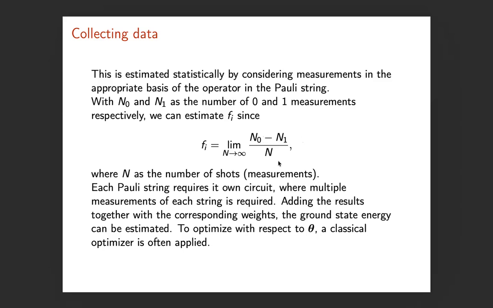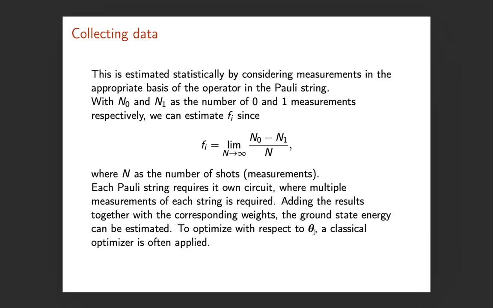Now, this set of measurements is, as jargon in the quantum computing literature, called shots. So each Pauli string requires, in a certain sense, its own circuit. And so that means that if we break down the Hamiltonian in different sets of Pauli matrices, we would then have to make measurements on these different sets of the Pauli matrices. So multiple measurements of each string are actually required. So you add the results with the corresponding weights, which typically are the constants in front of the matrices which we have. And the ground state energy can then be estimated.